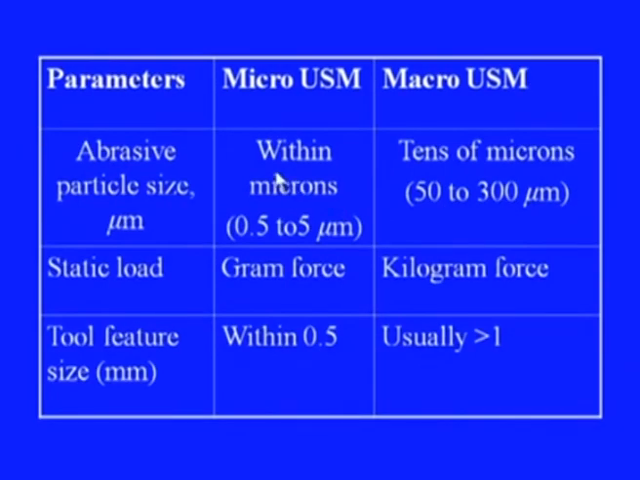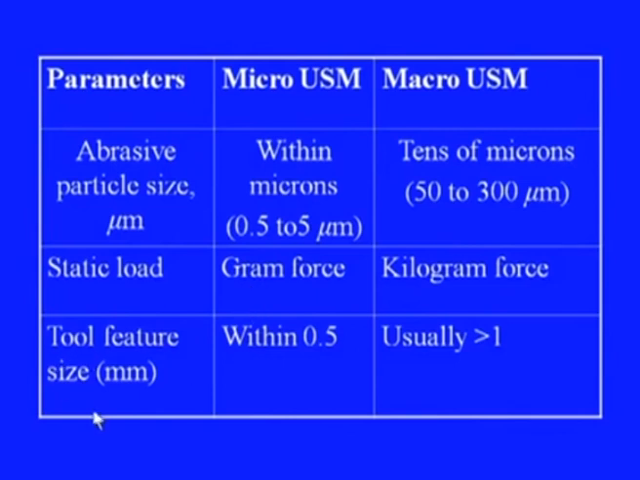Then as far as abrasive particle size is concerned, here also a significant difference is there. In case of micro USM, the maximum particle size used is 5 micron, whereas in case of macro USM the particle starts from 50 micron and it can go up to 300 micron or so. And in the recent trend in micro USM, particles of less than 1 micron are being used, and this is giving very good results as well.